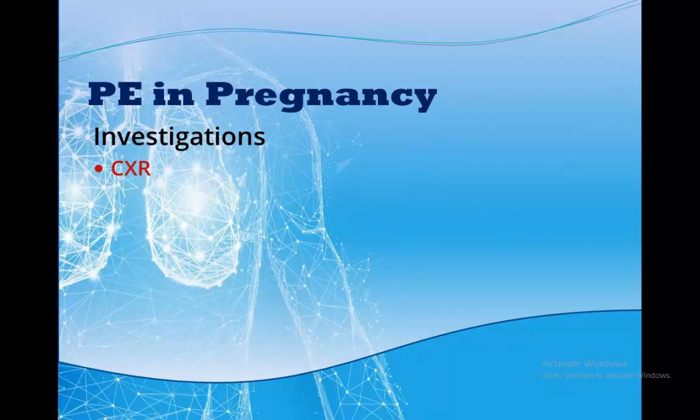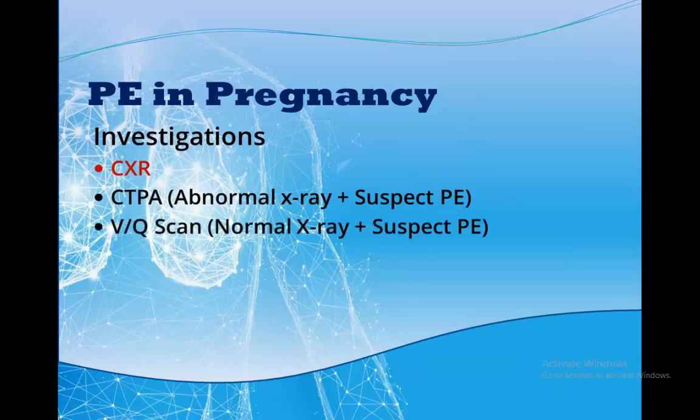Seeing as in PE, it's usually normal, this will help us decide on what to do next. If you suspect PE and the X-ray is abnormal, you do a CT pulmonary angiography. If it's normal, you do a VQ scan. Both tests can pose a risk for both the mother or the baby, but the risk is only very minimal.